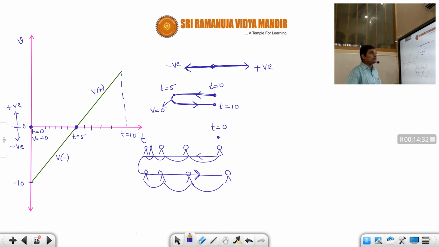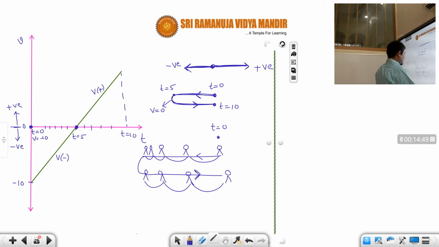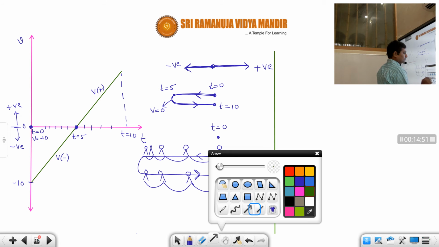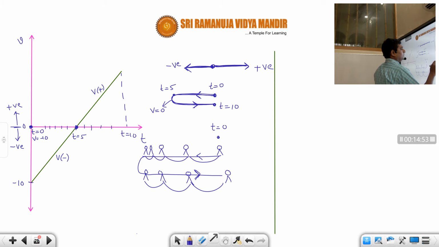When the graph is completely below the time axis, then also it will not take a U-turn. Okay, only when some part of the graph is below the time axis and some part is above the time axis, like this example, then the body takes a U-turn. Okay, students. If you understood this example, you can easily analyze this graph also. Suppose let us say you are given a graph like this.